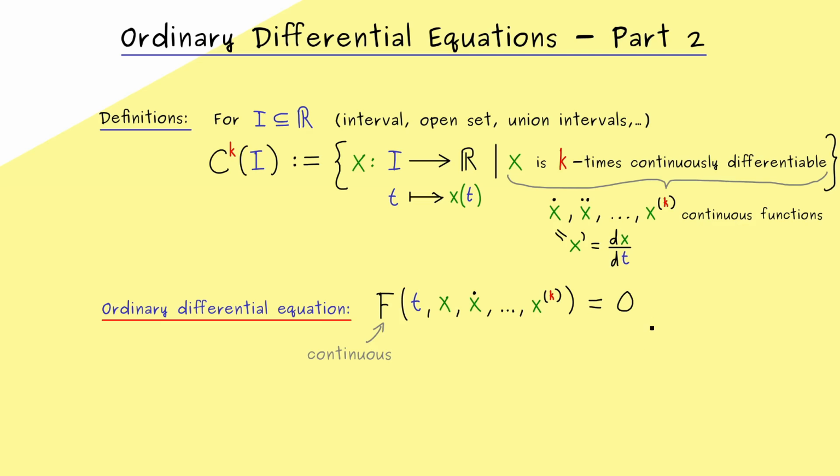Okay, so you see, in general, this is what we mean when we talk of an ordinary differential equation of order k. And maybe let's immediately look at an example for such an equation. So we could have t plus x plus 2 times x dot plus the second derivative of x squared. And then this should be equal to 0. So there you see, this is a well-defined ordinary differential equation of second order. So the highest derivative that occurs in the equation gives us the order.